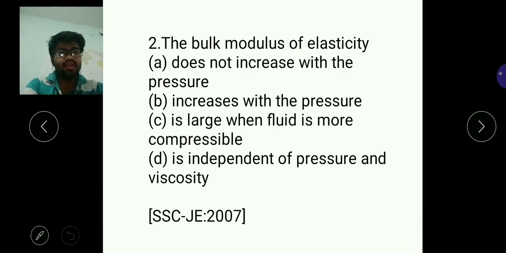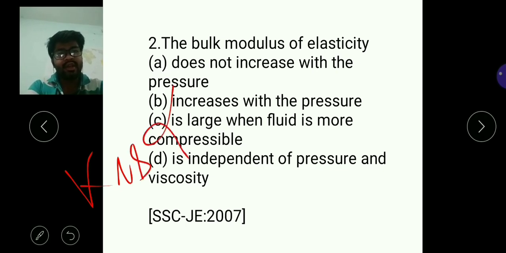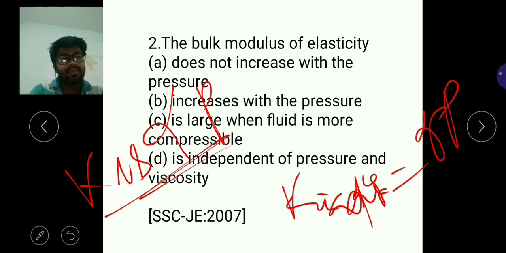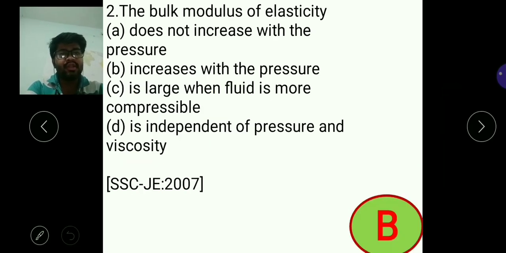Then next one, the bulk modulus of elasticity. What is the relation between bulk modulus of elasticity and pressure? For K isothermal, it is directly related with pressure, and for K adiabatic, it will be related with gamma into P. So you can say it is directly related with pressure, that is, it increases with pressure. B will be the correct option here. So here option B is the correct one.